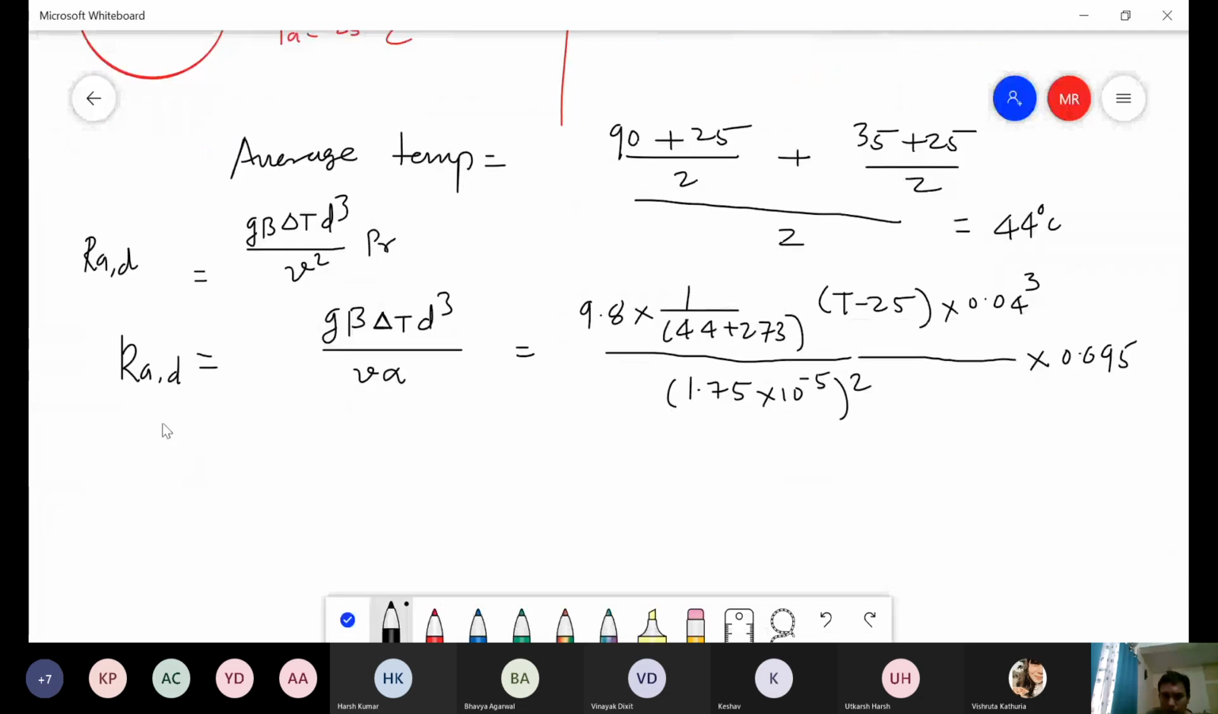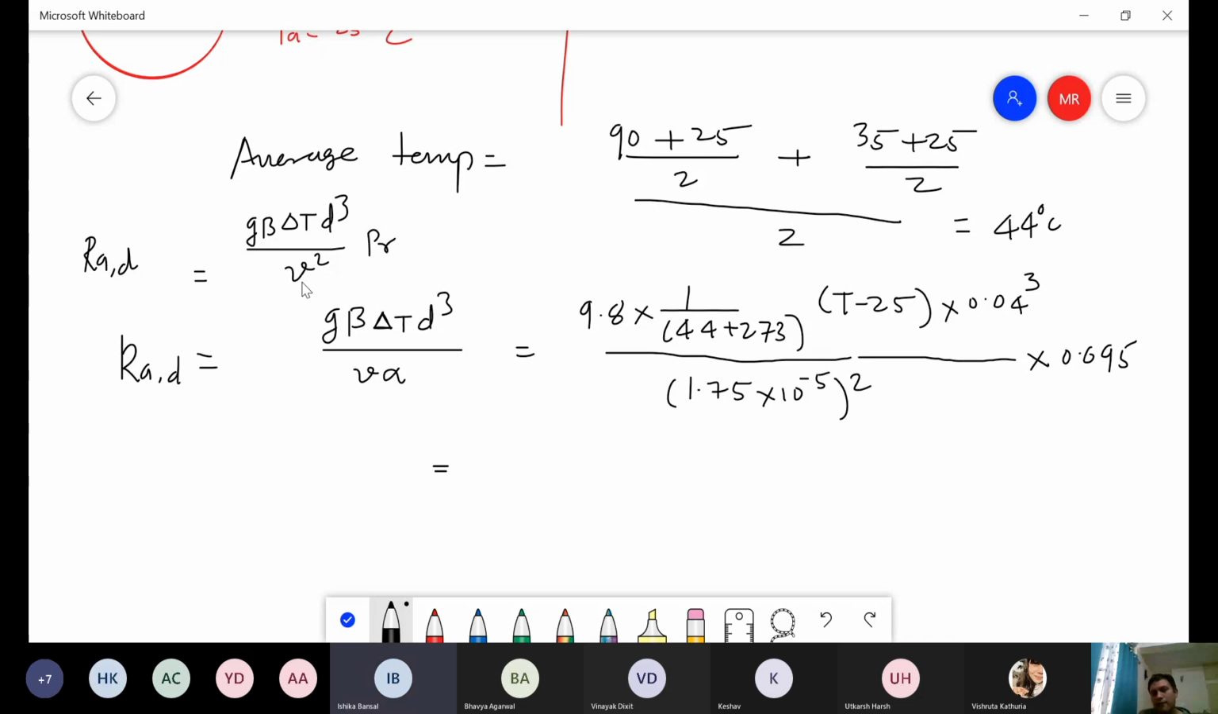Anybody? Hello? Yes, sir, we are doing. So just note down here that I have replaced this alpha in terms of Prandtl number and nu. That's it. That we can do, isn't it?